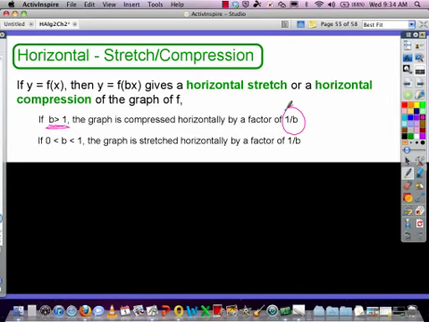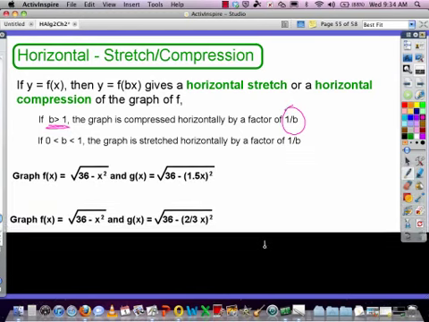If b is between 0 and 1, the graph will be stretched horizontally by a factor of 1 over b. So if we had 1/2 as our b value, the graph is stretched by a factor of 1 over 1/2. 1 divided by 1/2 is the same as 2. And again, in the restrictions, 1 is not looked at because it will not change the two graphs. So it's not included in the restrictions.